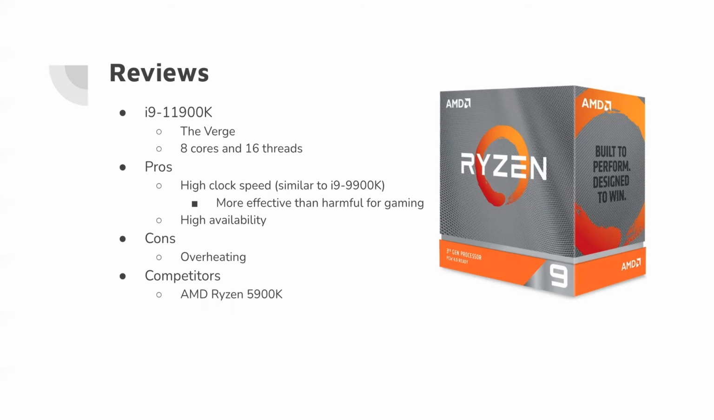The pros are that, again, it has a high clock speed similar to the ninth generation. It's more effective than harmful for gaming. The reason why they reverted back to 8 cores is so that it could be more effective as a gaming processor. The other pro is that it has a high availability on the market compared to its competitors, so a lot of gamers can have easy access to this processor. The cons are that it, again, overheats, and same thing, competitors are the AMD Ryzen.